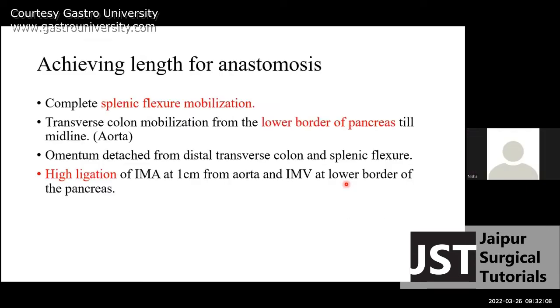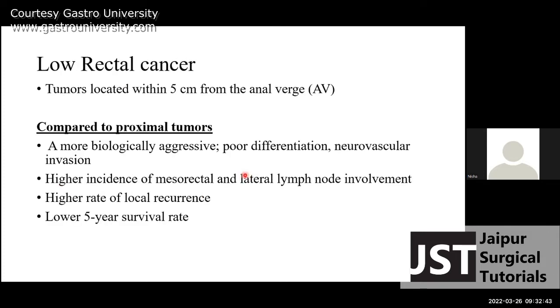The technique done to achieve a good length for a coloanal or colorectal anastomosis is to complete the splenic flexure mobilization and even the transverse colon mobilization from the lower border of the pancreas. That's where we ligate our IMV, and the omentum can be detached from the distal transverse colon and the splenic flexure. High ligation of the IMA is at 1 centimeter from the aorta to spare the splanchnic nerves, and the IMV is at the lower border of the pancreas. That gives an extra length of 3 to 4 centimeters.